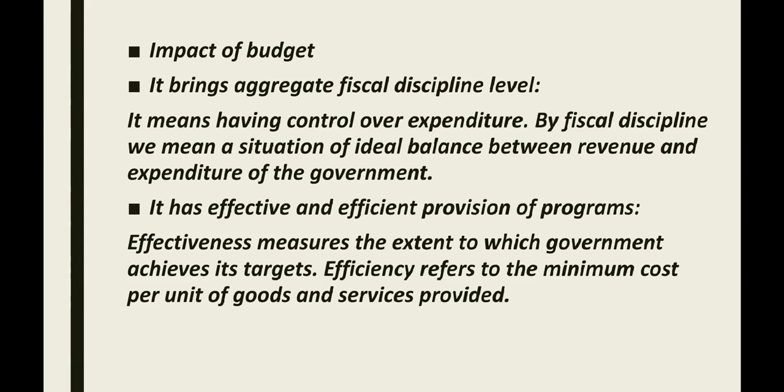Impact of the budget. It brings aggregate fiscal discipline level. It means having control over expenditure. By fiscal discipline, we mean a situation of ideal balance between revenue and expenditure of the government. It has effective and efficient provision of programs. Effectiveness measures the extent to which government achieves its targets. Efficiency refers to the minimum cost per unit of goods and services provided.